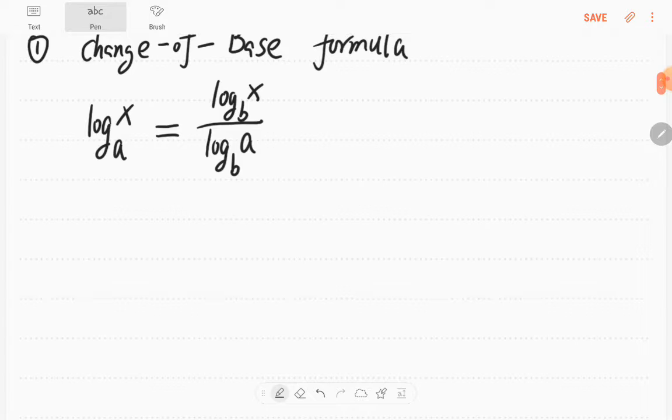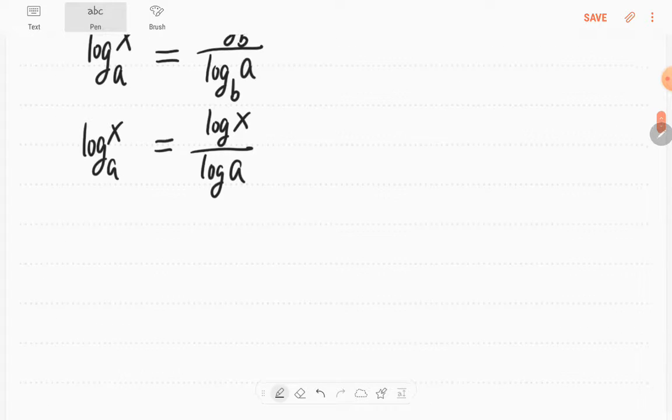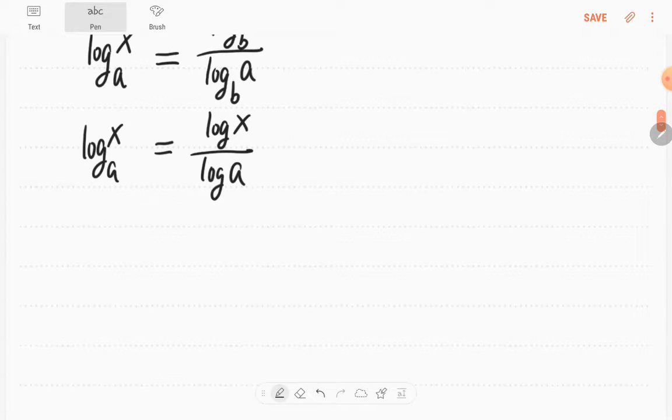We know there are some special logarithmic functions, where the base is 10 and the base is e. If we want to change log with base a of x to base 10, it would be log x over log a. If we want to change to base e, it would be ln x over ln a.